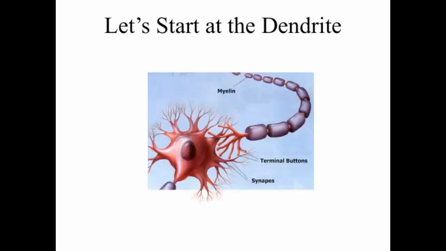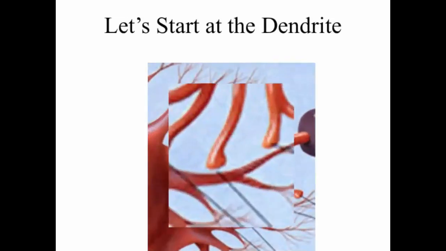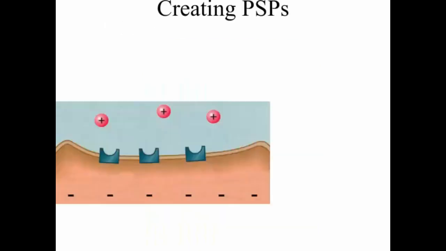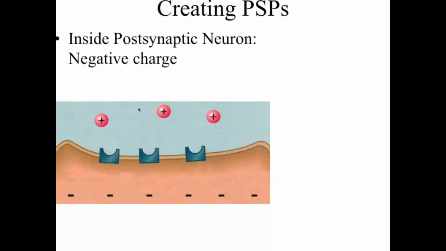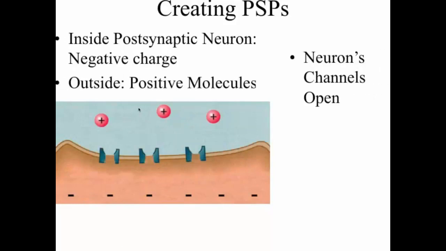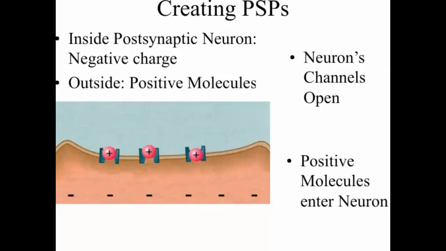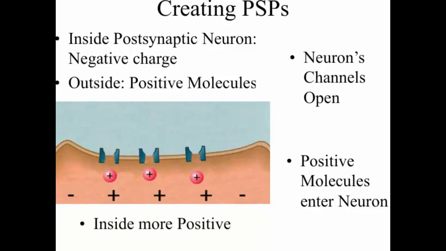Okay, so here's a nice little demonstration of how neurons communicate. We're going to start at the dendrites. Up close view, better view. Inside our postsynaptic neuron, we have a negative charge. Outside is positive. Our neuron channels are going to open. Our positive molecules are going to enter, and the inside becomes more positive.